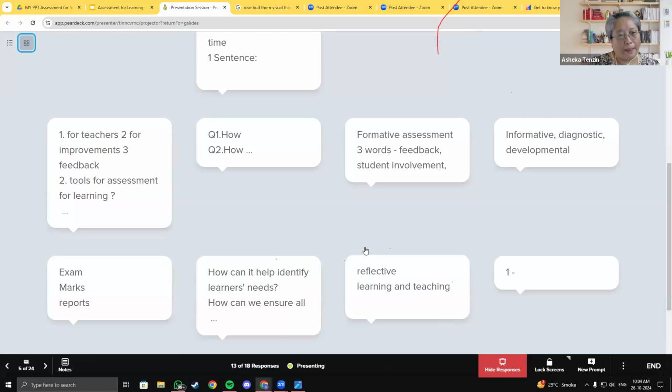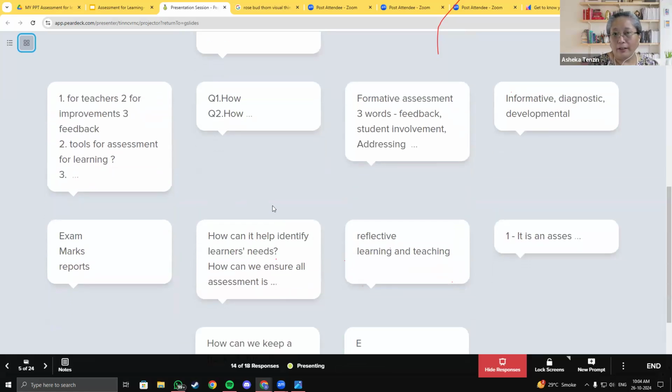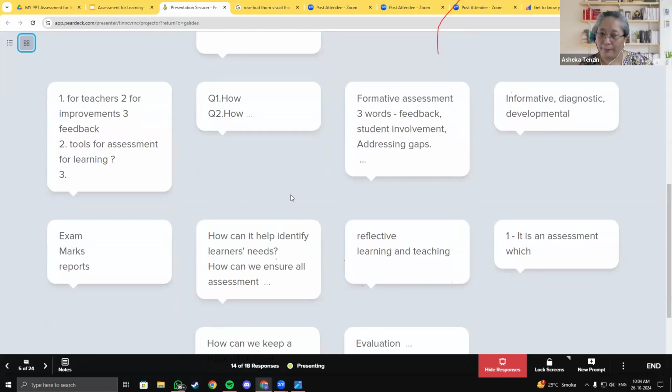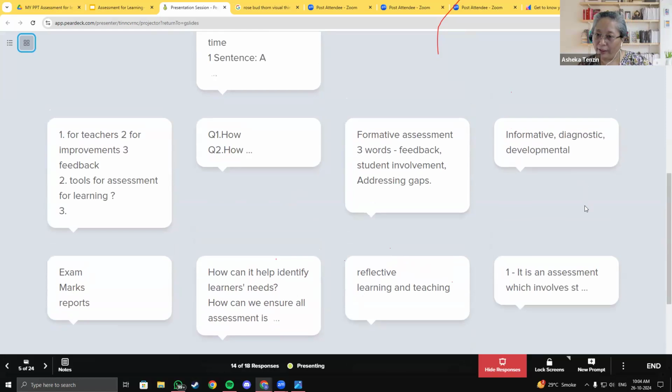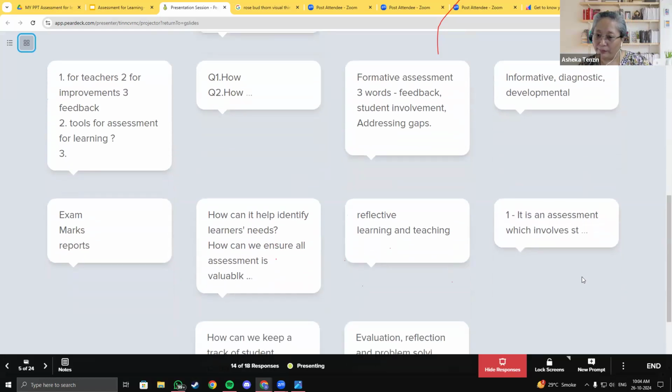For teachers, for improvements and feedback, okay? Feedback, student involvement, addressing gaps. Thank you. Informative, diagnostic, developmental.